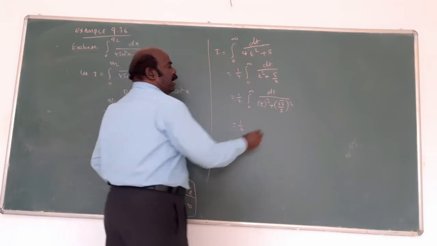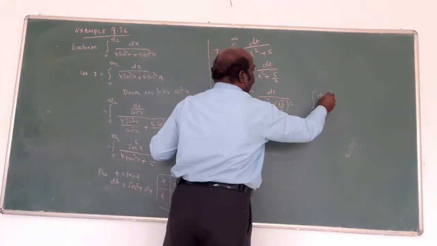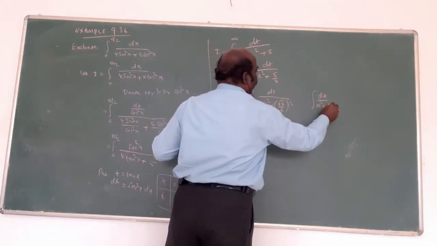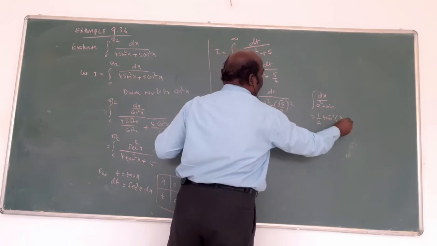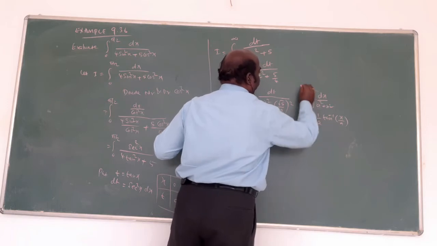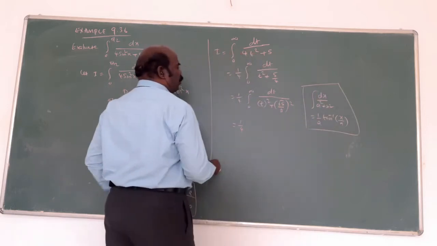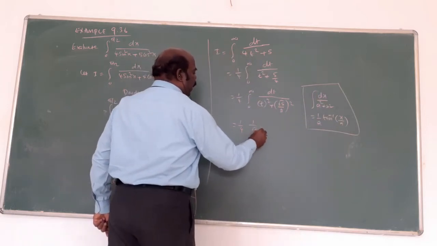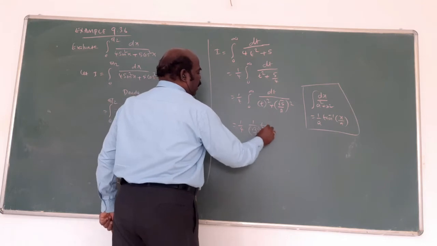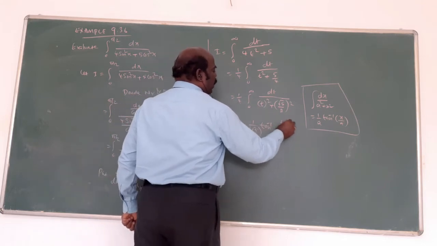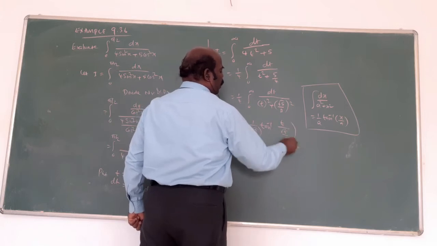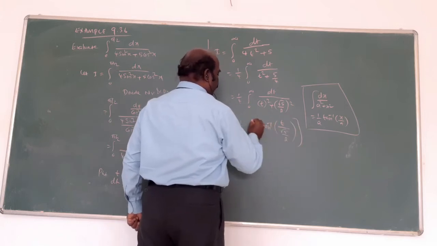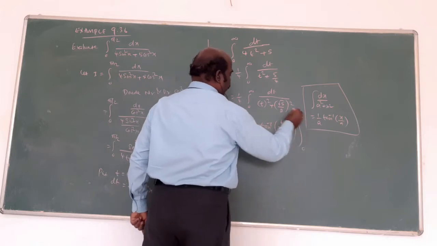What is the formula? The formula is the integral of dx by a square plus x square equals 1 by a into tan inverse of x by a. Mind it, it's the formula. By using this formula, 1 by a into tan inverse of variable t by root 5 by 2. Now apply the limit, 0 to infinity.